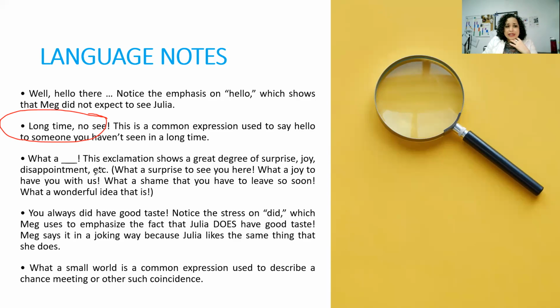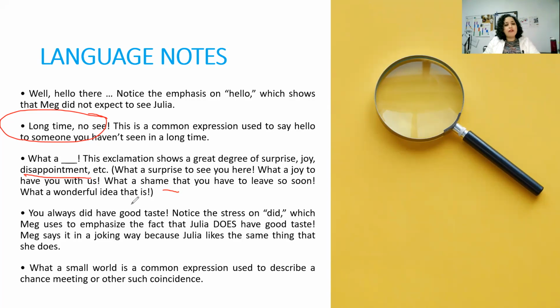What a coincidence. This exclamation shows a great degree of surprise, joy, and sometimes disappointment. It's used in a lot of informal talk with the word that starts with F, but we're not going to go to that one. What a surprise to see you here. What a joy to have you with us. What a shame that you have to leave so soon. What a wonderful idea that is.